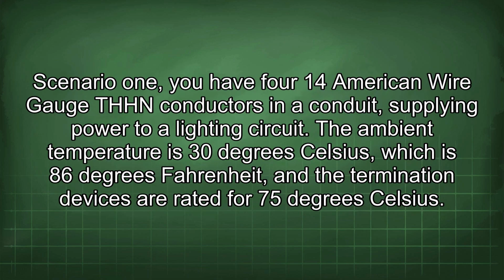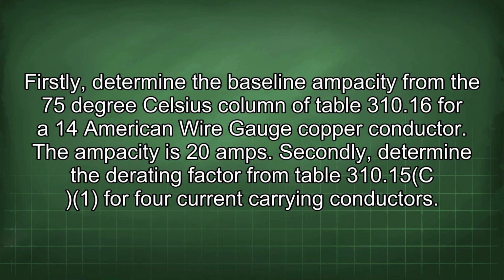Scenario 1. You have 14 American wire gauge THHN conductors in a conduit, supplying power to a lighting circuit. The ambient temperature is 30 degrees Celsius, which is 86 degrees Fahrenheit, and the termination devices are rated for 75 degrees Celsius. Firstly, determine the baseline ampacity from the 75 degrees Celsius column of Table 310.16 for a 14 American wire gauge copper conductor. The ampacity is 20 amps.